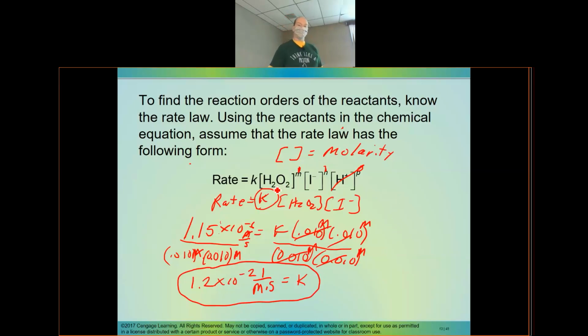So first order with H2O2, first order with I minus. This is a second order overall reaction. For every second order overall reaction, your units for K will be 1 over molarity times second. So those are your units for K.